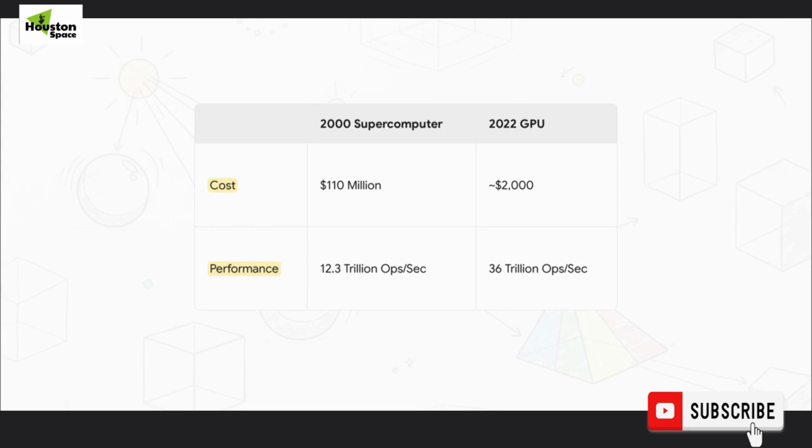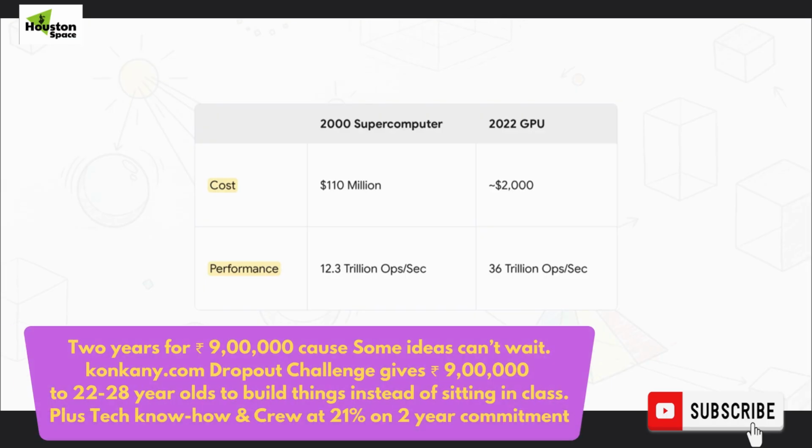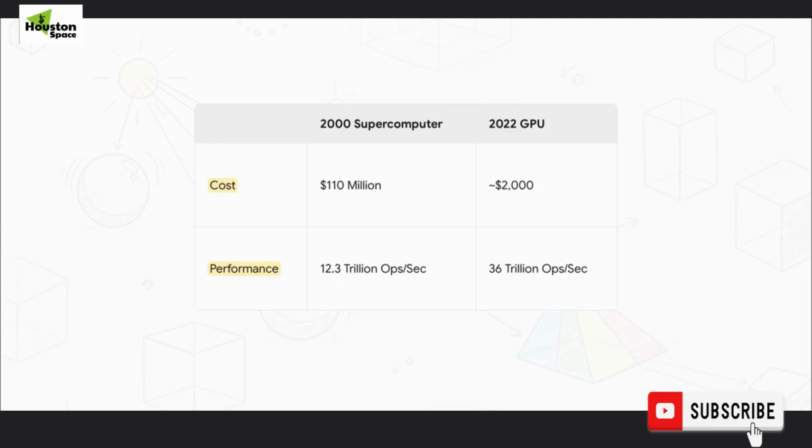And this slide just says it all. The progress is absolutely staggering. Back in 2000, the world's fastest supercomputer cost $110 million and could do 12.3 trillion operations a second. By 2022, a graphics card you can buy for a couple thousand dollars could do 36 trillion. That is supercomputer power right inside your home PC.